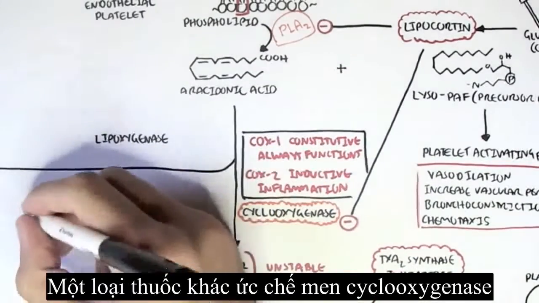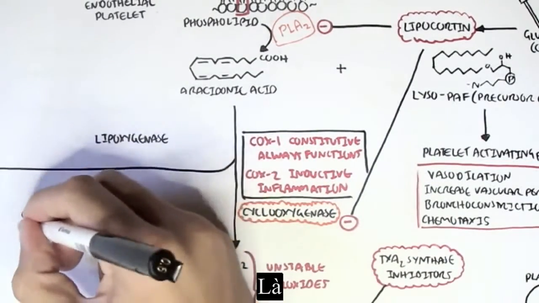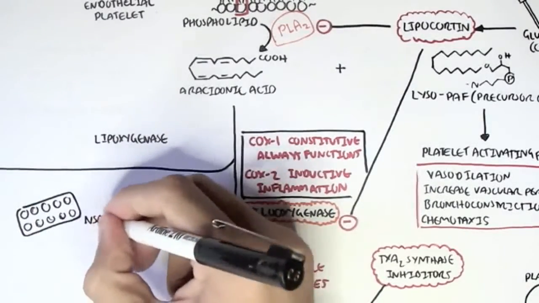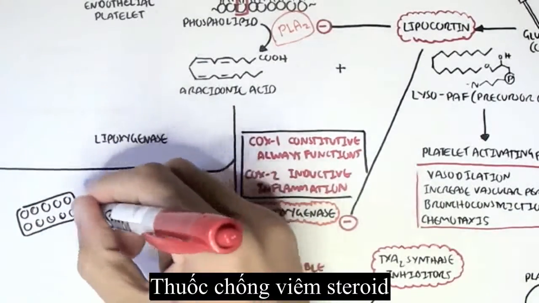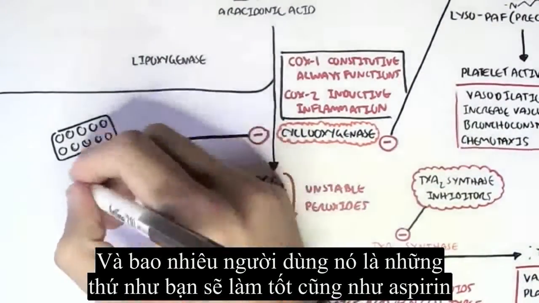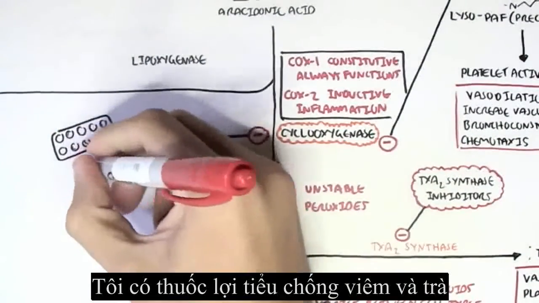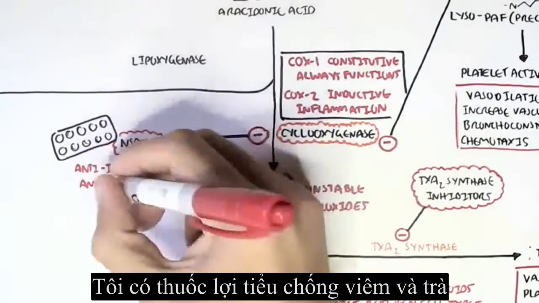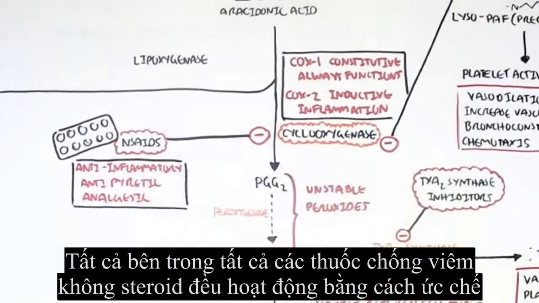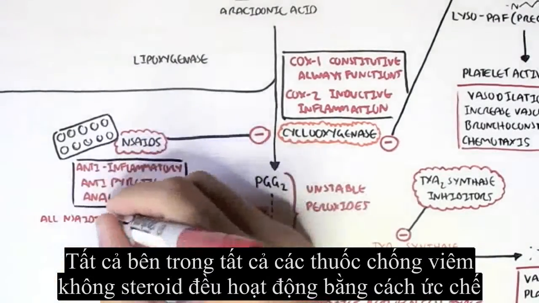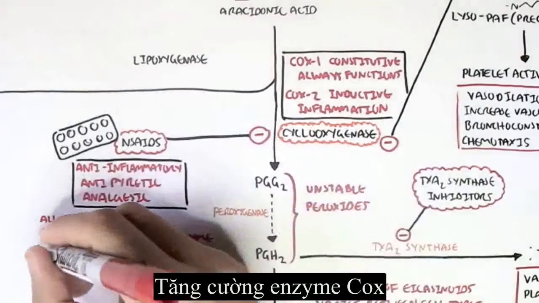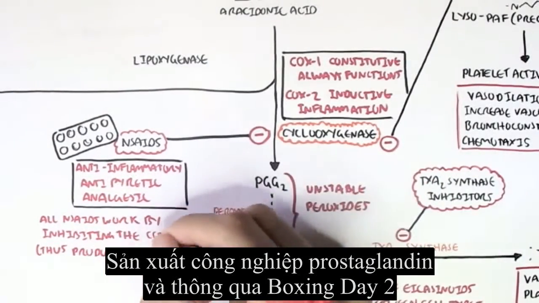Another drug that inhibits the enzyme cyclooxygenase are the NSAIDs, the non-steroidal anti-inflammatory drugs. And these are the most common, and many people take it. It's things like ibuprofen as well as aspirin. They have anti-inflammatory, antipyretic, and analgesic effects. All NSAIDs work by inhibiting the COX enzyme, and thus the production of prostaglandin and thromboxane A2.